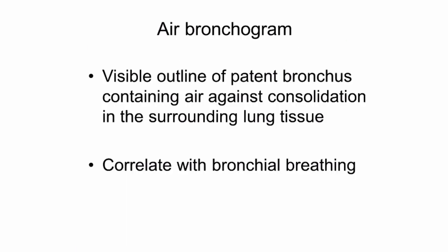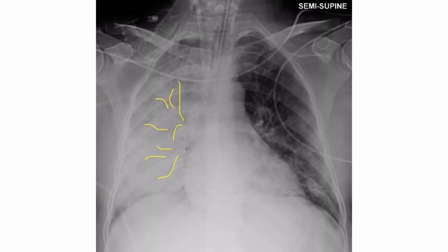Air bronchogram is the outline of a patent air-filled bronchus against consolidation in the surrounding lung tissue. Clinically, bronchial breathing is heard on auscultation. This chest X-ray perfectly demonstrates air bronchogram against consolidation in the lung.